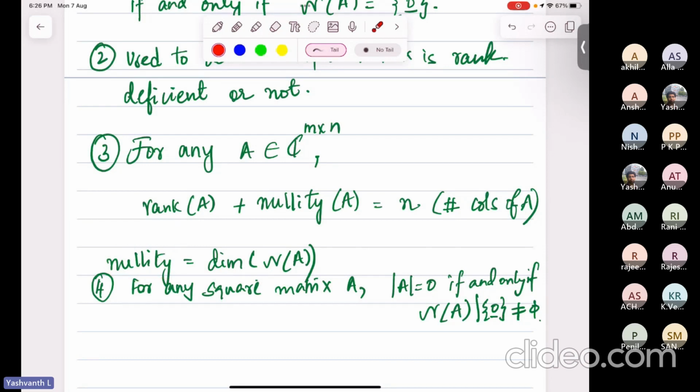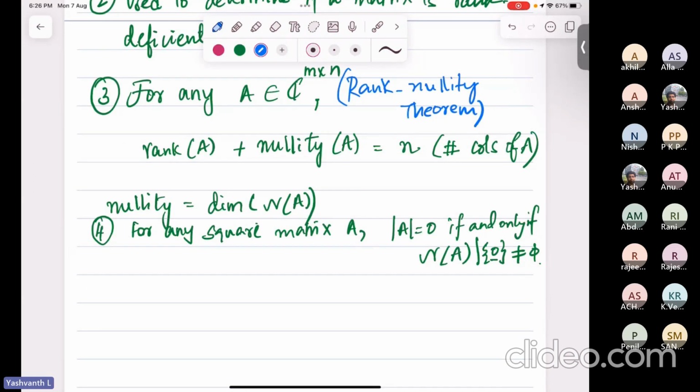So this particular relation is very famously called the rank-nullity theorem. It says that the rank of any matrix plus the nullity of that same matrix is always equal to the number of columns of the matrix A. So this is how to check whether the rank is full or not: just compute the nullity of the matrix A. If the nullity turns out to be equal to 0, then the rank of A is equal to the number of columns, which means it's full rank. Let me maybe write it down here.